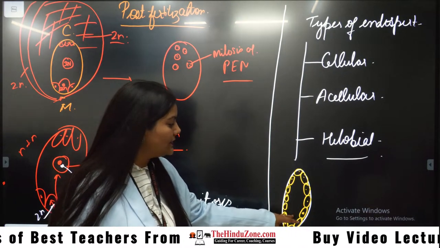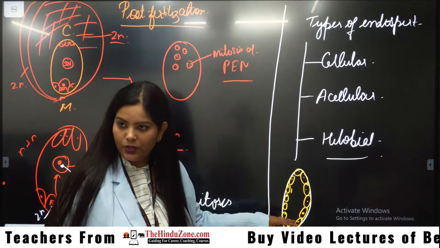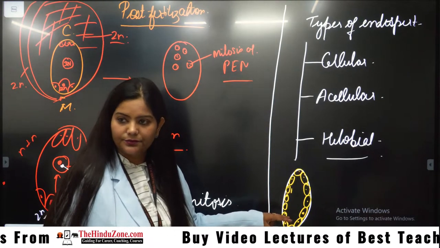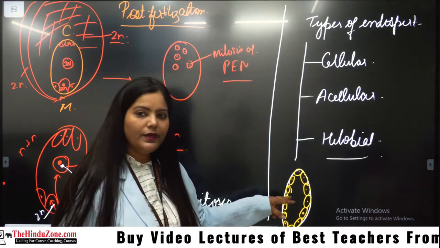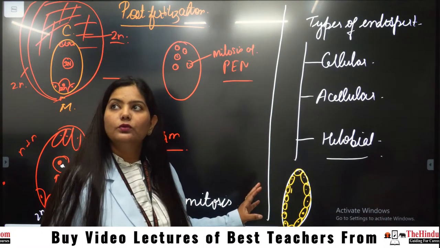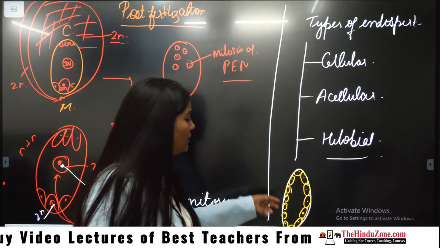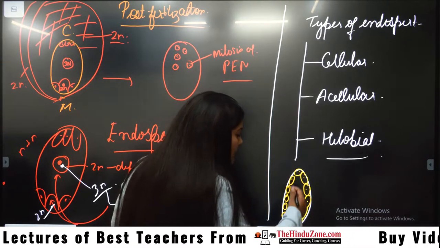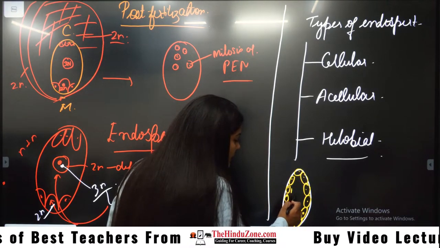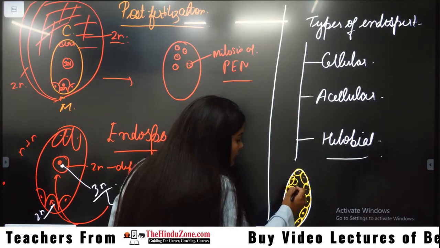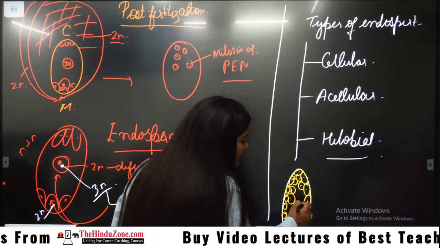And in the center, see, they are forming one big vacuole. And gradually, this vacuole is removed by division of them. So, you can watch in the cellular wala side.